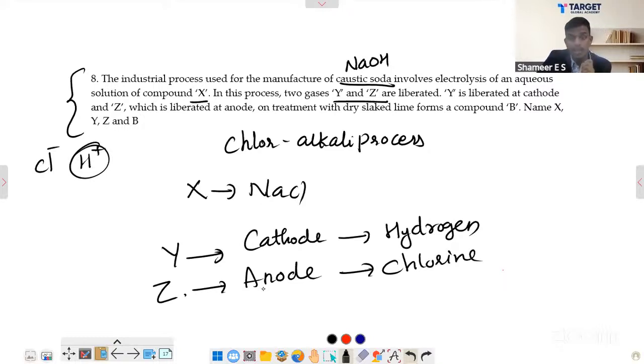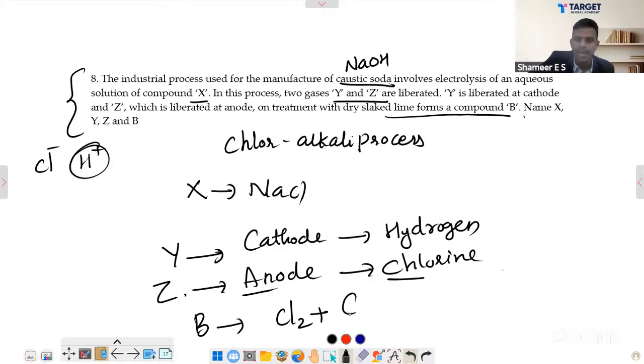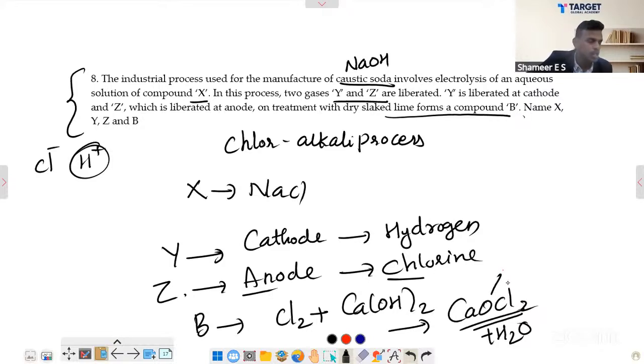For easiness, you can think about the air conditioner, AC. Anode, chlorine, AC. So on treatment with dry slaked lime it forms compound B. So what is compound B? Cl2 treated with dry slaked lime, that means Ca(OH)2, you will get CaOCl2 plus H2O. That is known as bleaching powder, calcium oxychloride. Is it clear? This kind of question you can expect, like X, Y, Z, B, and find out X, Y, Z. Is it clear?